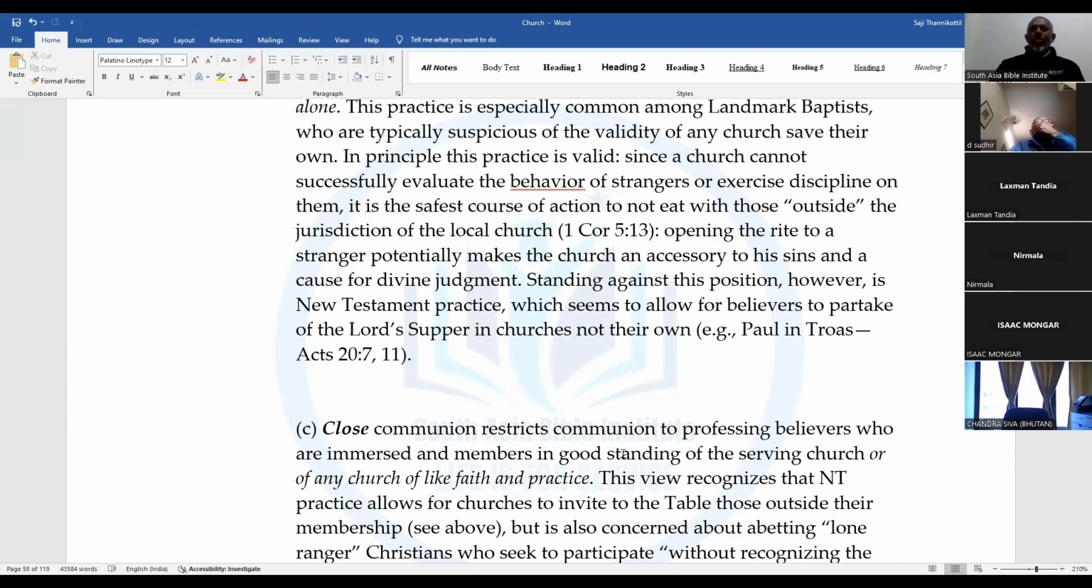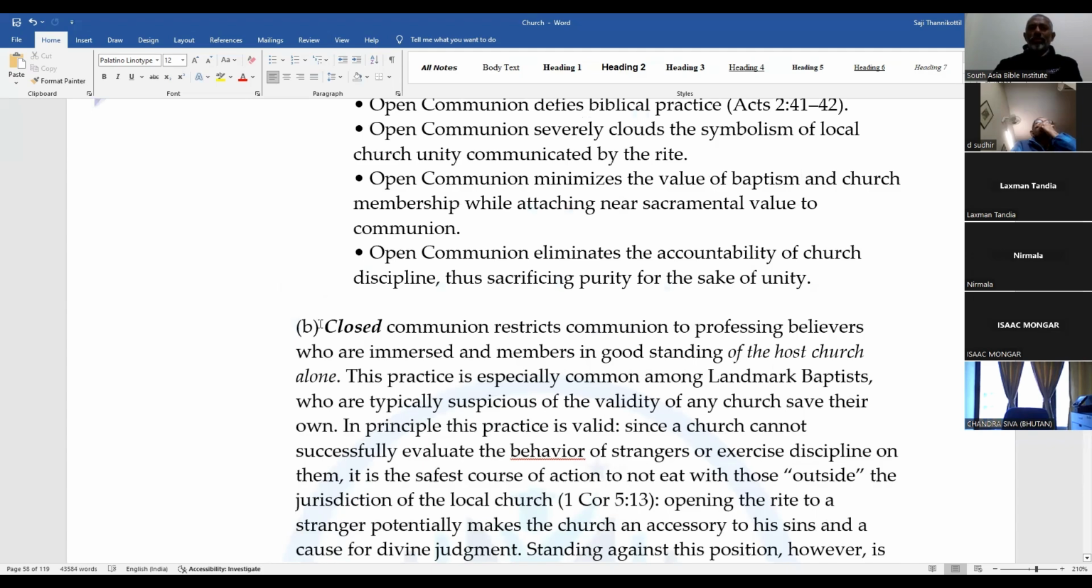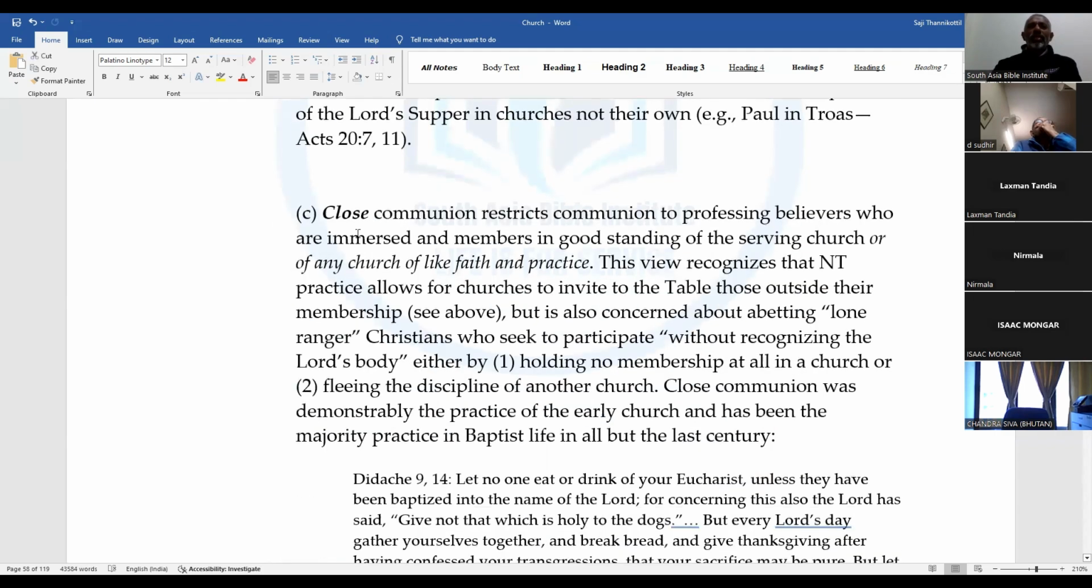All right? Now, the problem is that there are some biblical practices we have seen that are against this one. So that is the thing that we will look at. All right. Now, so this is what closed communion is. Closed communion gives the Lord's table only to the members. The next one is another view of communion. Right. Third one, close communion.